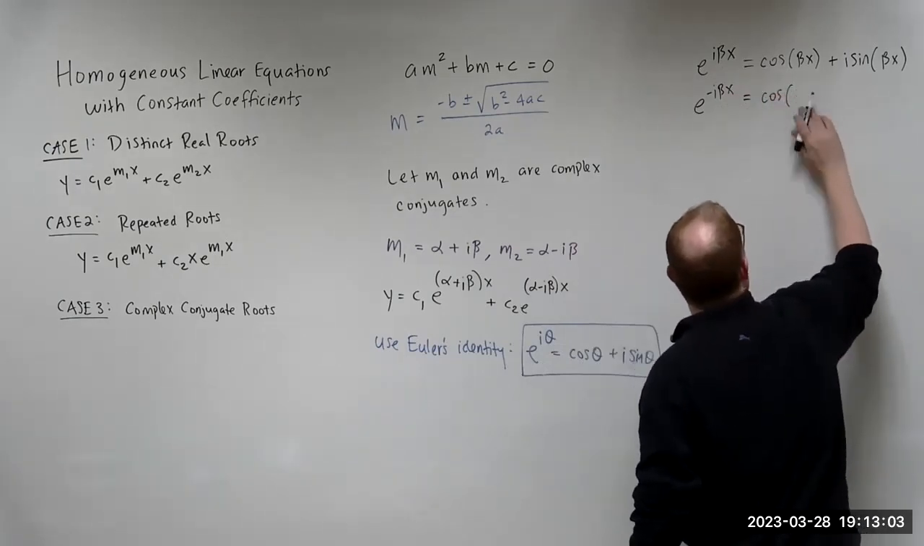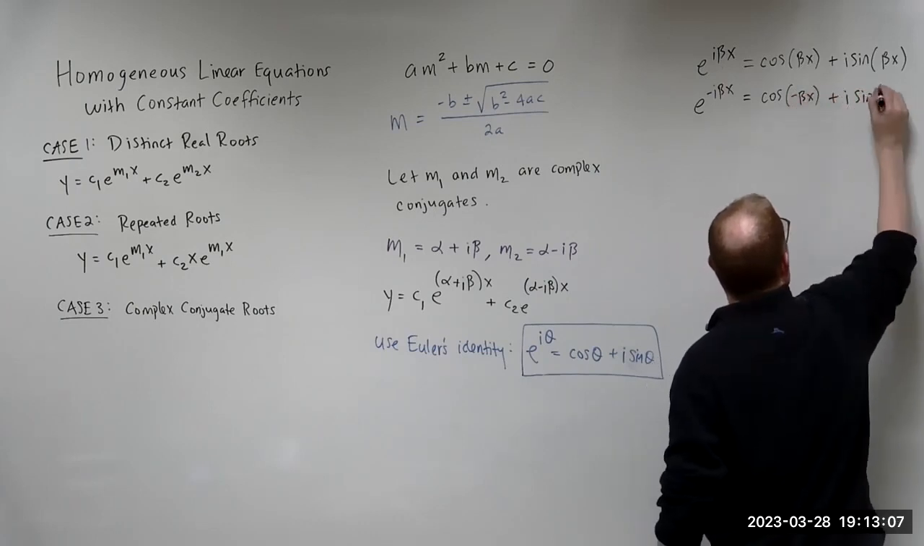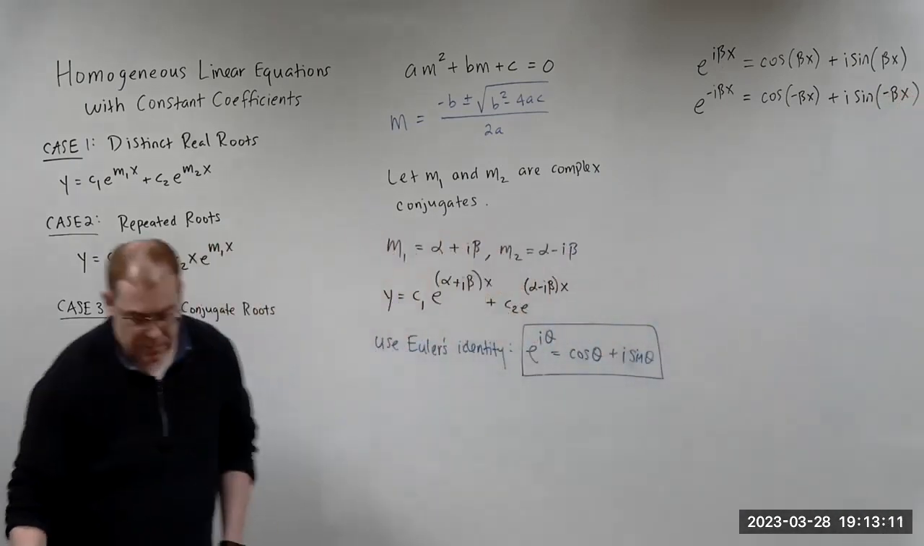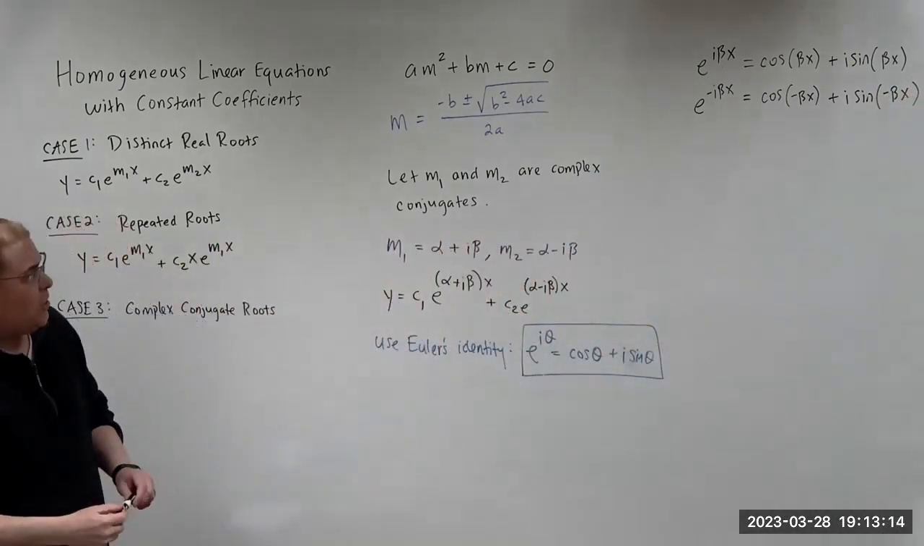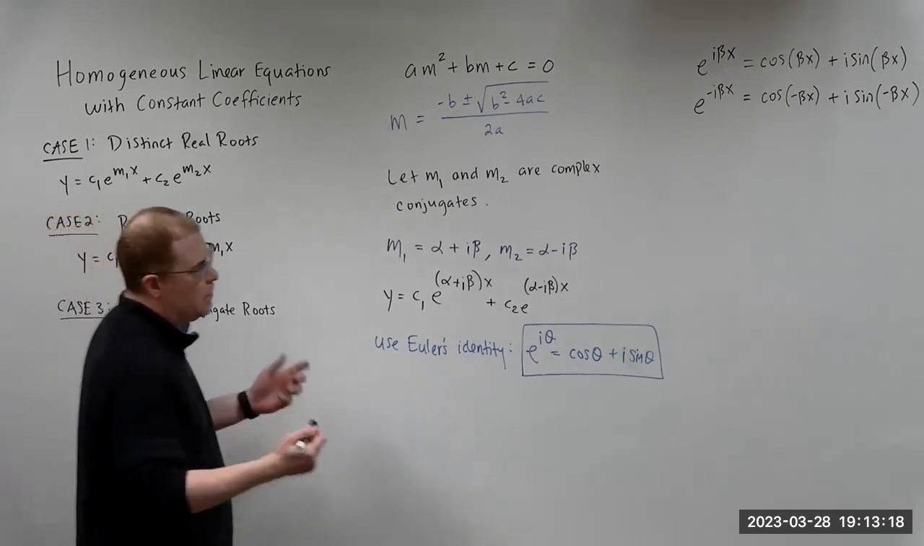Okay, so that's going to become minus i sine minus theta x. Now, typically, it's not good to leave the negative arguments with trig functions. We should simplify that. So let's do that.